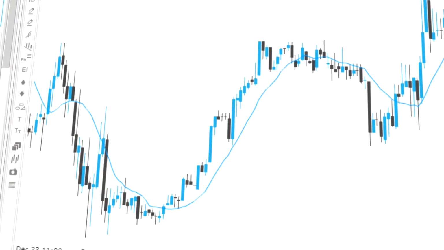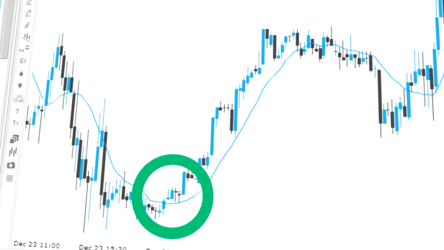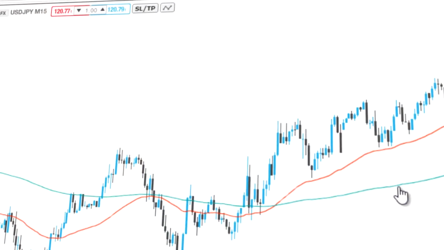A buy signal is when the asset's price crosses over the moving average. This is an indication that the prices are trending upwards as it is increasing at a faster rate than the moving average. For this reason, this is typically seen as a potential opportunity to buy.